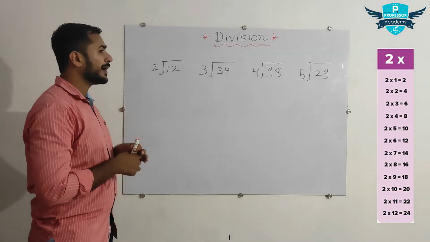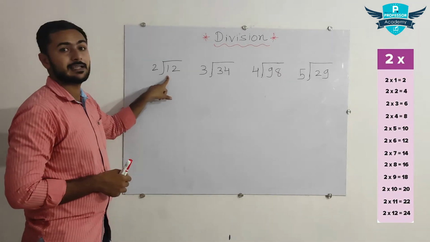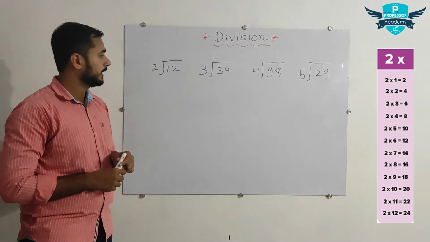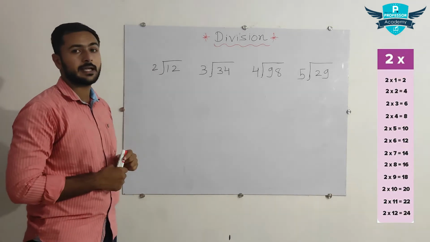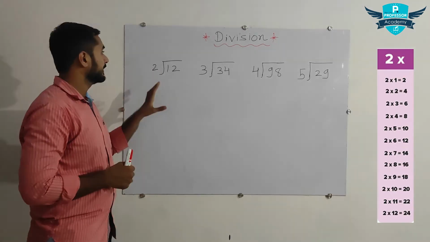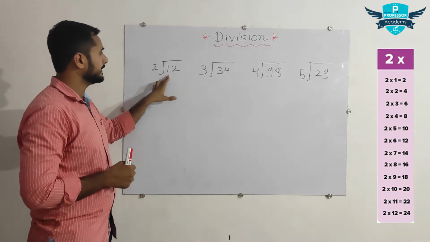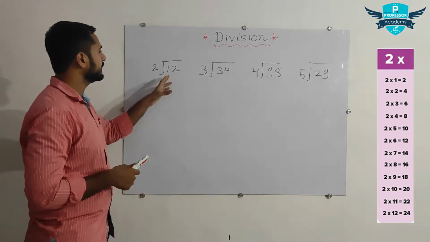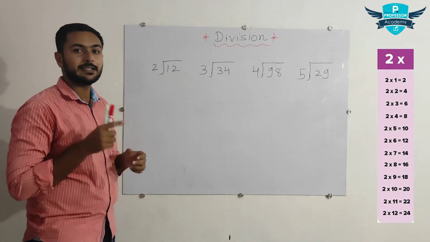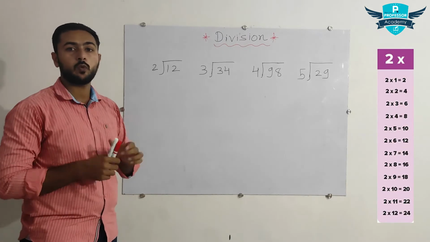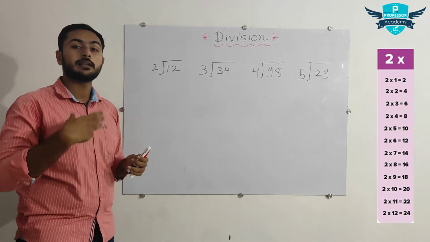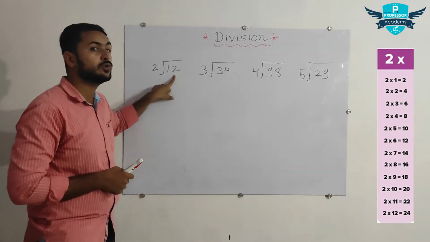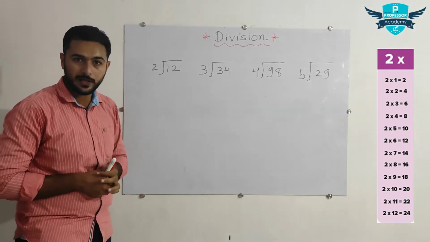You have to identify whether the first number is smaller than the divisor or bigger than the divisor. Here 1 is smaller than the divisor. It means we cannot find the number 1 in the table of number 2. Can you? No, because 2 ones are 2, that is bigger than 1. So we will move towards another number. Next number, it means we will include 2 also. It means 1 and 2 now, so that's the 12.